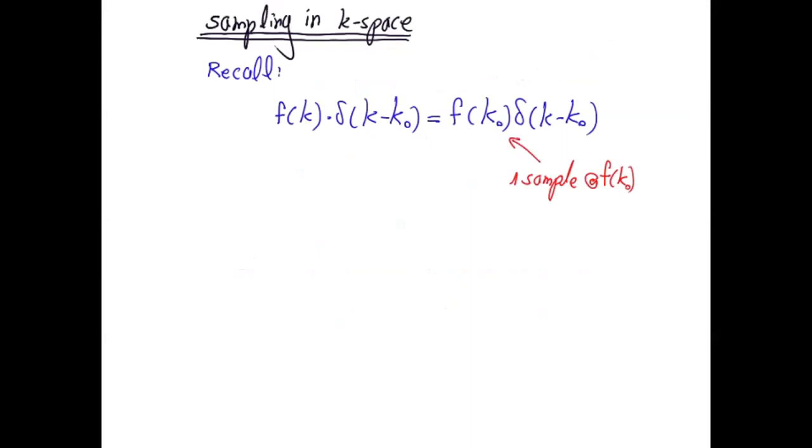Okay, so sampling in the frequency domain. Let's recall one thing first. If I have some function f of k, and I multiply by a shifted impulse function, that gives me an impulse with a scaling that corresponds to the value of the function at k zero. So multiplying by an impulse function that's shifted by k zero evaluates the function f at k zero, and that would of course still be an impulse. I would argue this is like a single sample of the function f at k zero.